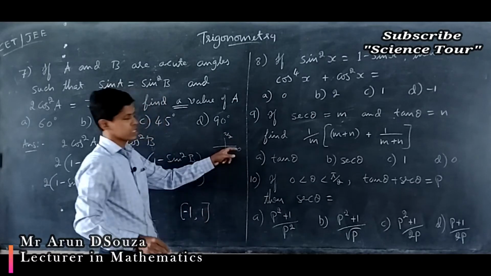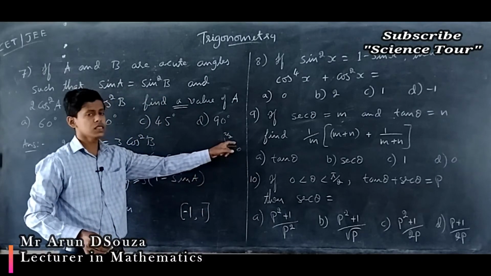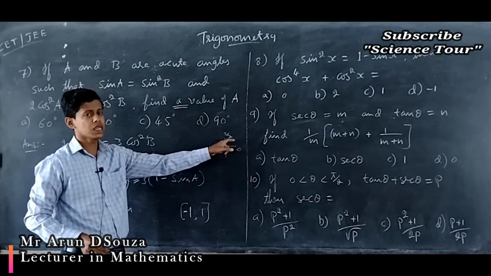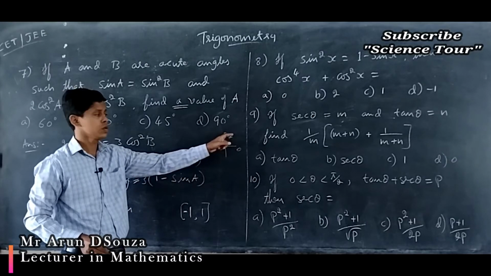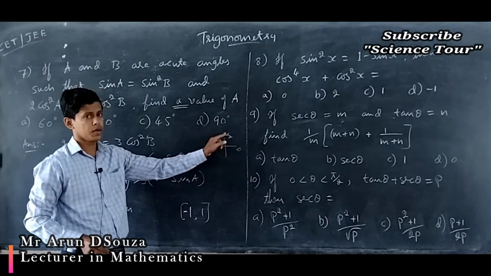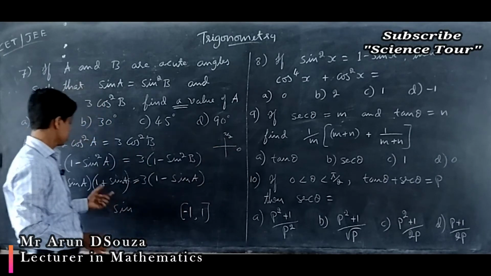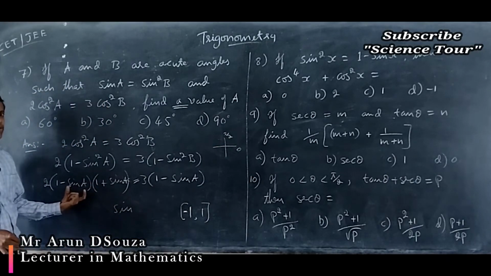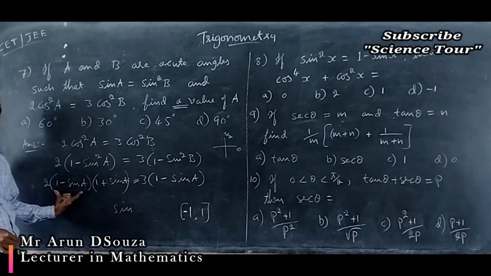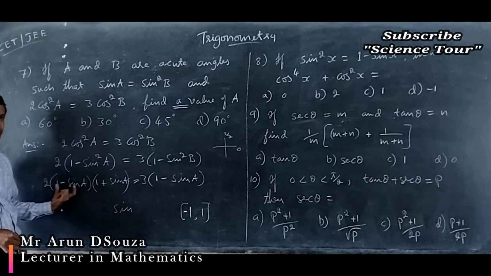Here you are getting 0. Sine 0 is 0. Sine 30 is 1 by 2. Then it is increasing: 1 by root 2, root 3 by 2. Then it becomes 1. So if it is acute, less than 90 degrees, it will be less than 1. So the value of sine A will be less than 1. So this quantity will not be 0. It will be a positive quantity.